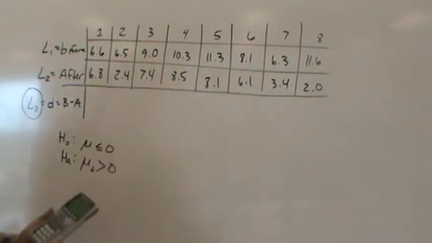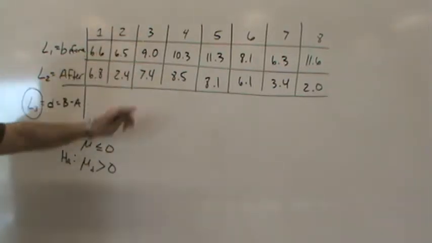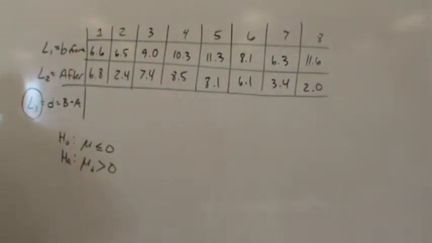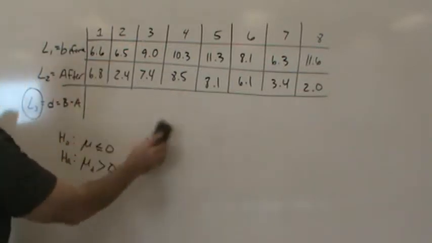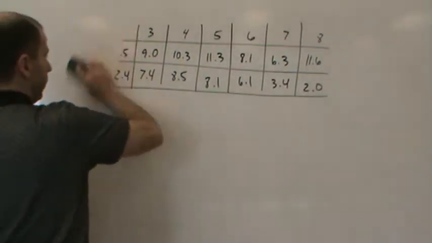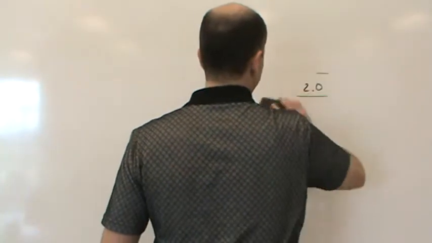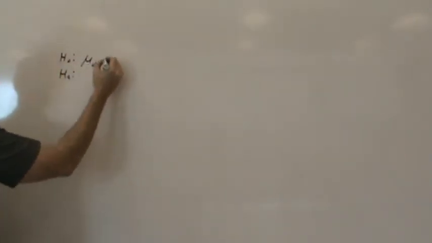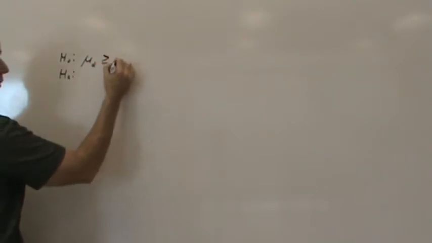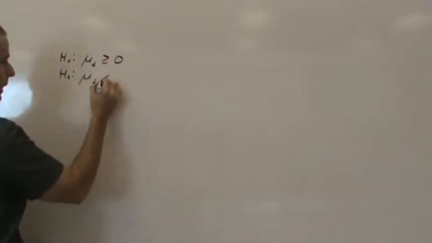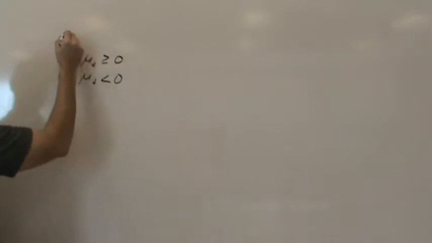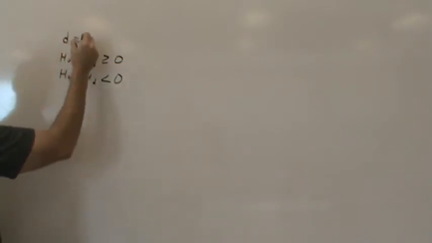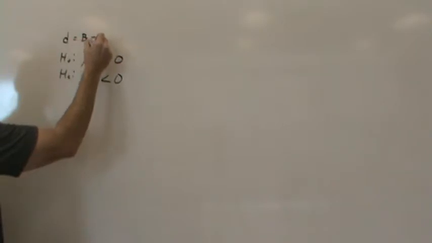Now, here we go. Now I'm going to erase this, and again, I'm assuming you guys already have this down. So now I'm going to start the hypothesis testing with this data, now that we know what we're doing and how we're setting it up. So now, my hypotheses are going to be the same, right? It's going to be this. Mu sub d is greater than or equal to 0 versus mu sub d is less than 0. Why? Because I'm defining d as before minus after.